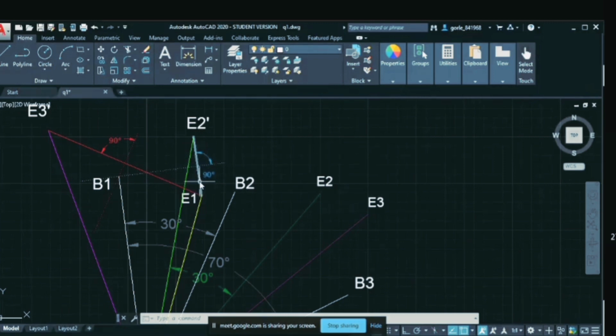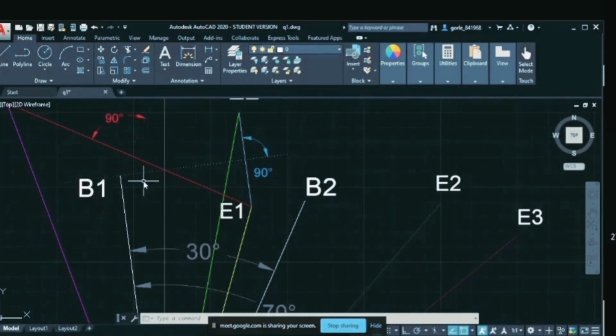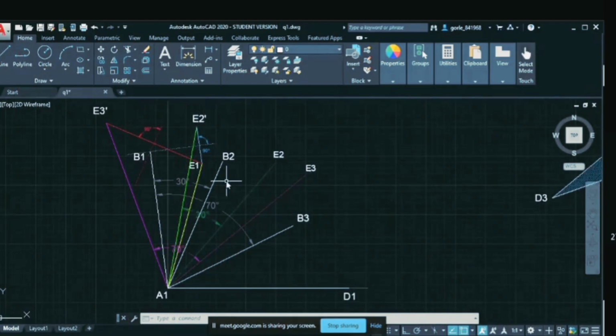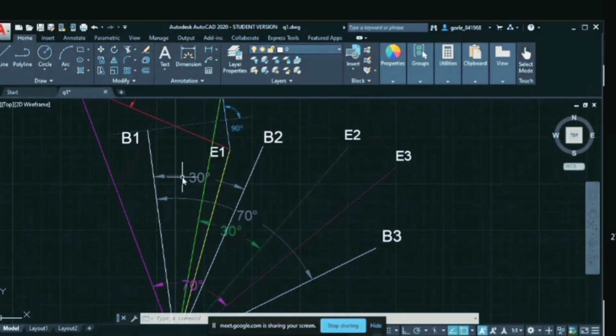So E2 dash and E1 is the blue line, and the perpendicular bisector goes this way. Next, E3 dash and E1 are joined by the red line. The perpendicular bisector intersects the previous perpendicular bisector at B1. We have located B1 successfully, and the next step is that we need to rotate B1 by 30 degrees, which gives B2, and also B1 is to be rotated by 70 degrees, which gives B3.